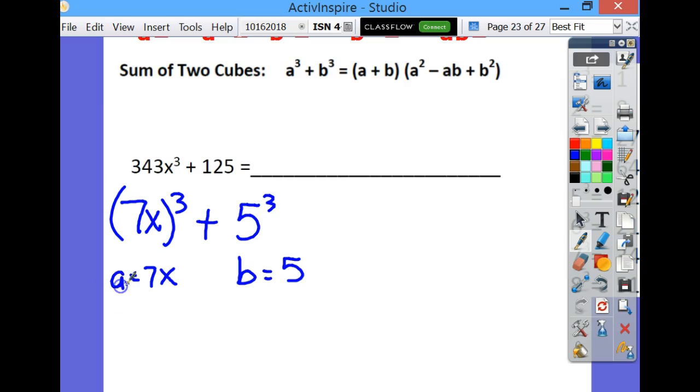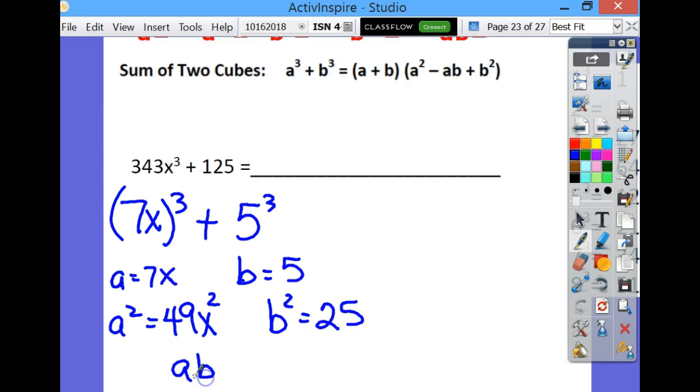Square both sides of this. A squared equals 49x squared. Not just the 7, not just the x. You got to square both of them. Square both of these. The other thing I need for the formula is a times b multiplied together. 7 times 5 is 35.